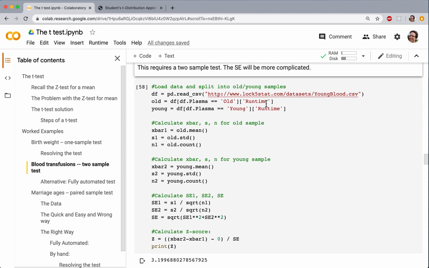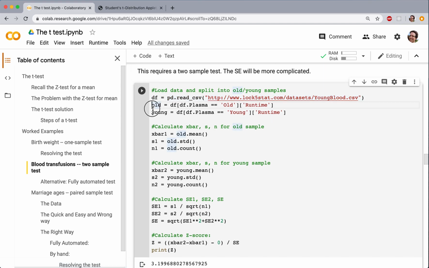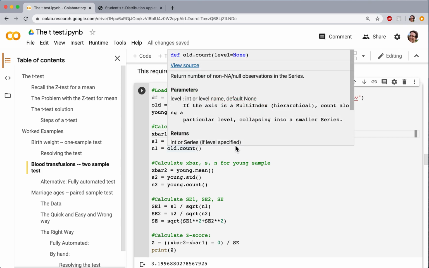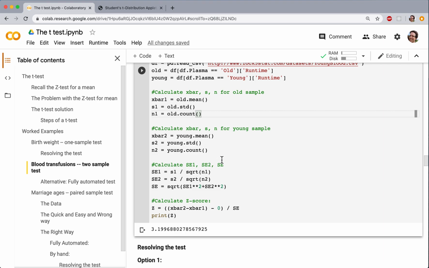So there is a little bit of data management to do first. We have to load the data, and then we have to split the data into the data series that is just those receiving the old blood and just those receiving the young blood. So we have two different data sets here, the old and the young, and we have to do separate computations for all of them. We'll say X bar 1, S1, and N1 are the relevant descriptive statistics for the old sample: old.mean, old.standard deviation, old.count, right? So whatever we get for these will be describing the mice that receive the older blood. Then we've got the same thing going on for the younger blood.